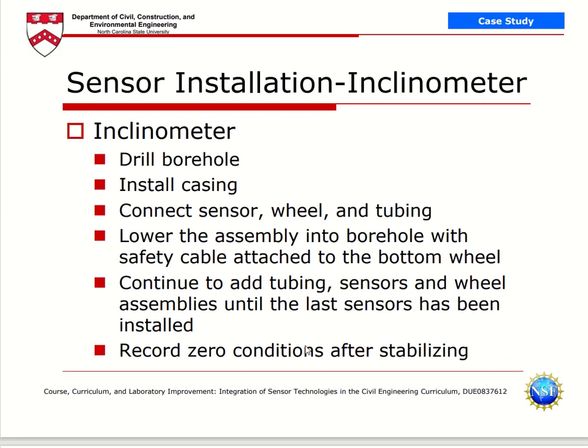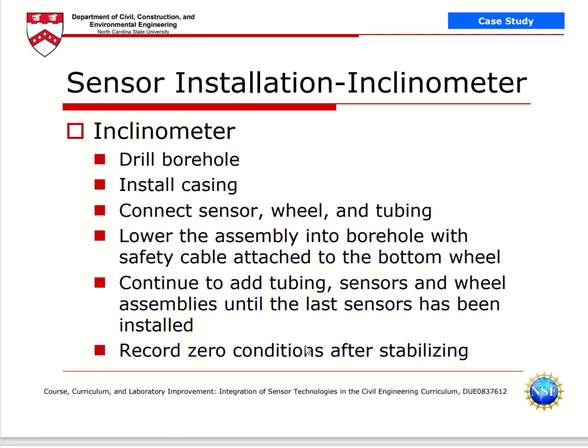Then let's come to the inclinometer. Now, how did they install the inclinometer? First, again, they drilled the borehole. Then they installed the casing and connected the sensors, wheels, and tubing. After that, they lowered the assembly into the borehole with safety cables attached to the bottom wheel. Then they continued to add the tubing, sensors, and wheel assemblies until the last sensor was installed. And then they recorded the zero conditions after the sensors stabilized, right?